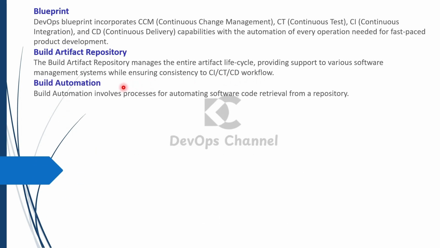Next one is build automation. We have discussed this in a separate lecture. So basically it involves the process of automating software code retrieval from a repository, building it, and testing it.